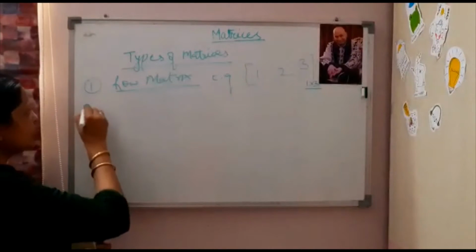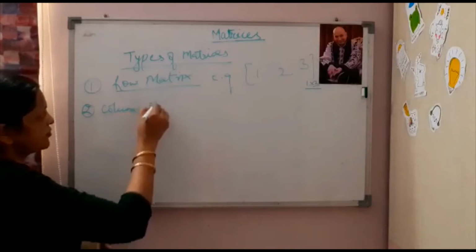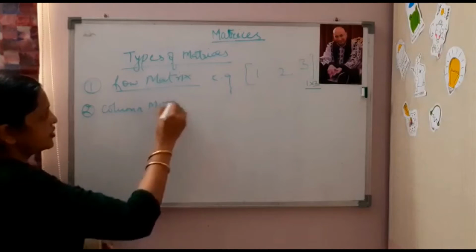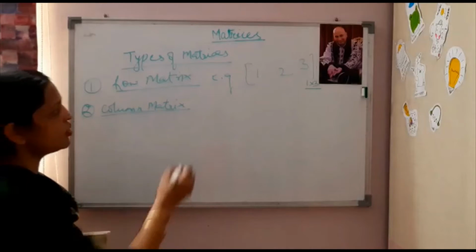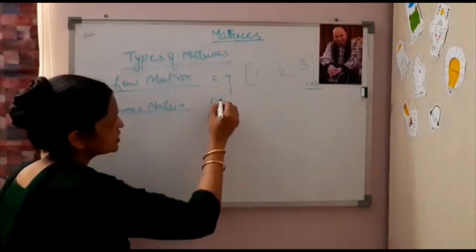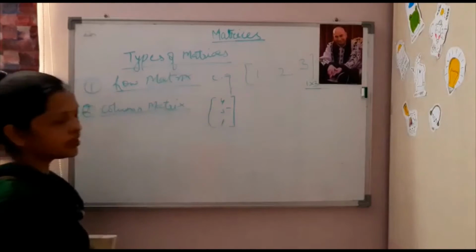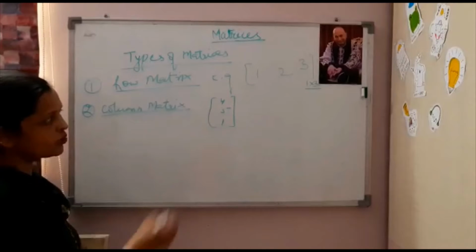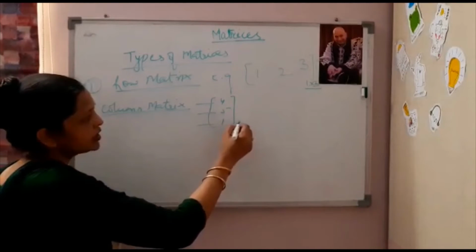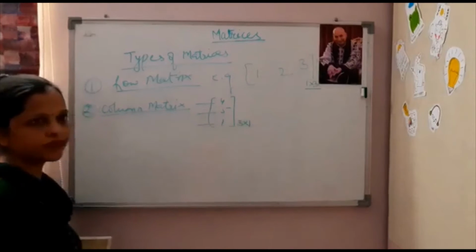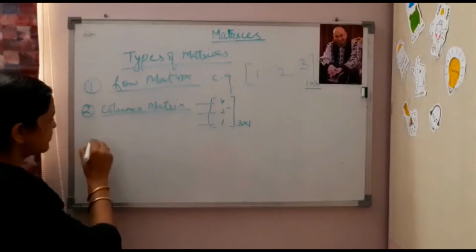Second is your column matrix. A column matrix is one in which all the elements are present in a single column. For example, say 4, 5, 1, like this. Here only a single column is there, but the rows are 3. So the order will become 3 by 1. Is it clear? Now next is the square matrix.